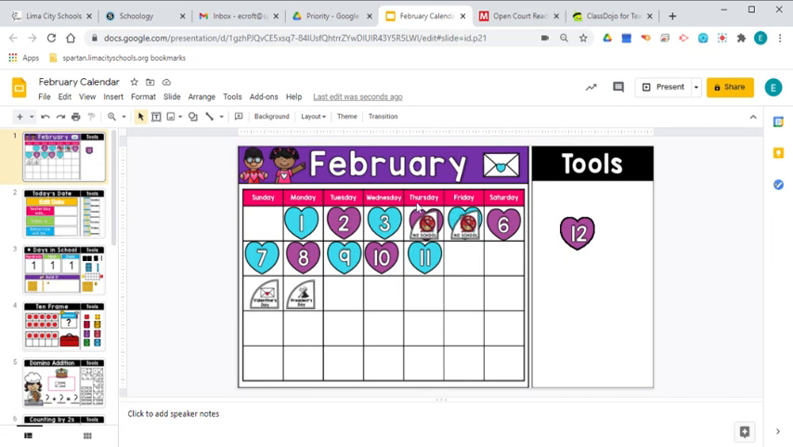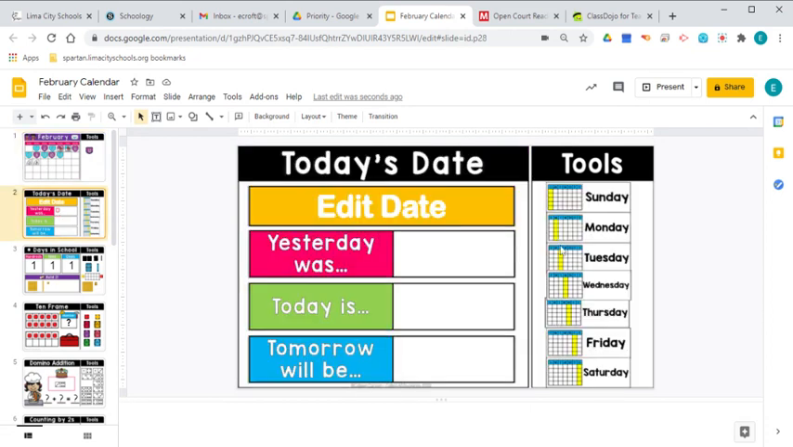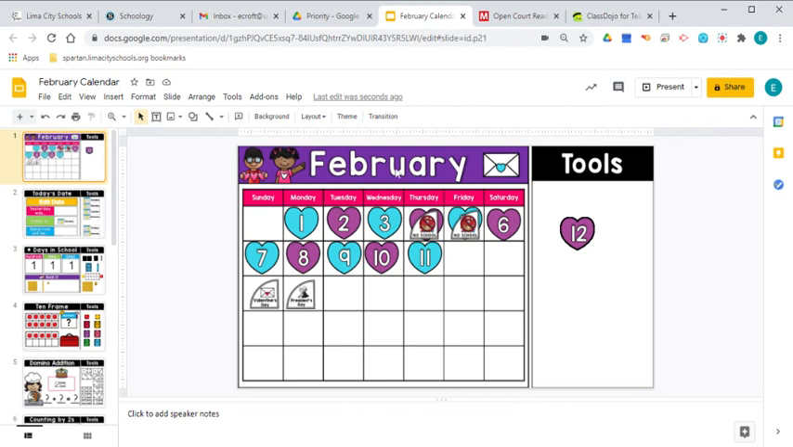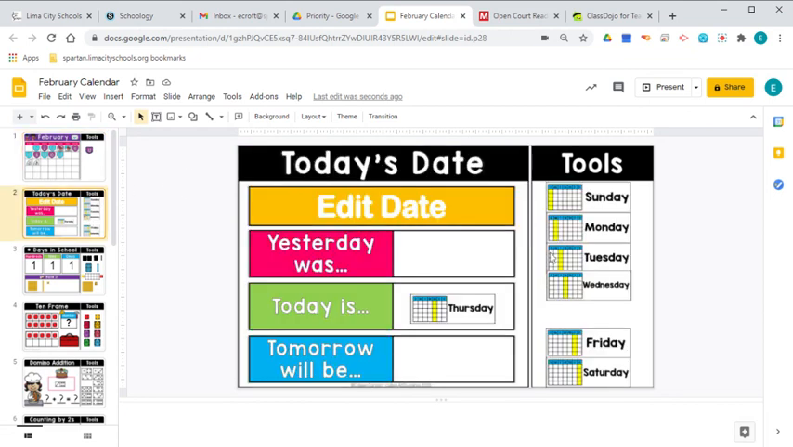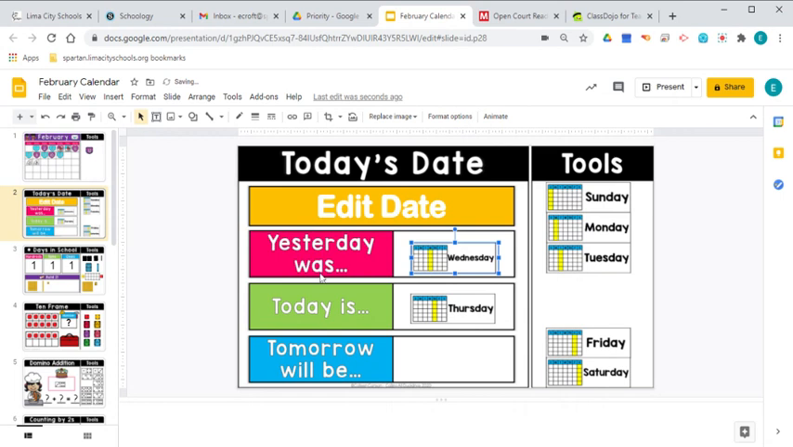Today is Thursday. All right, so we're moving it over. Our sentence says today is Thursday. Since today is Thursday, we're going to jump back to yesterday. Starts with our letter W, Wednesday. So let me grab Wednesday and read our sentence. Yesterday was Wednesday. Wednesday, Thursday, yep, Friday. Tomorrow will be Friday.